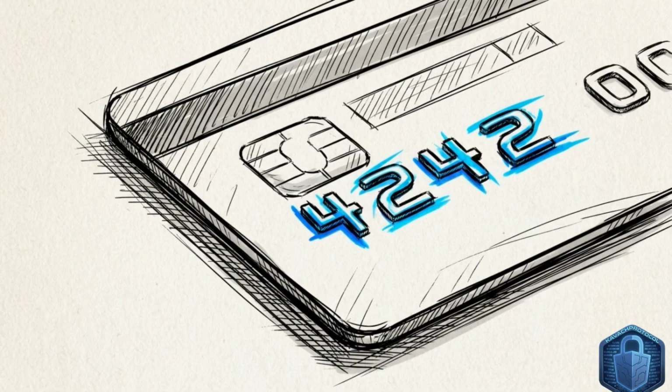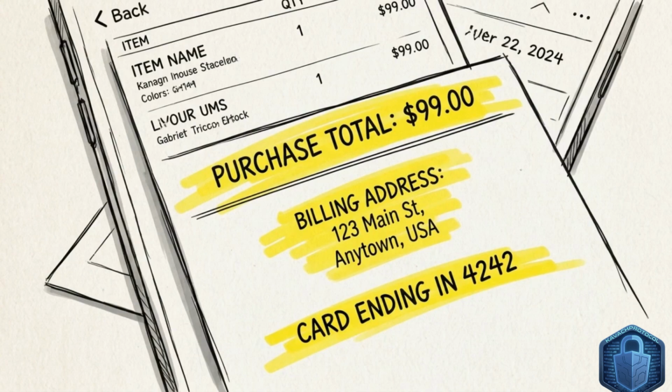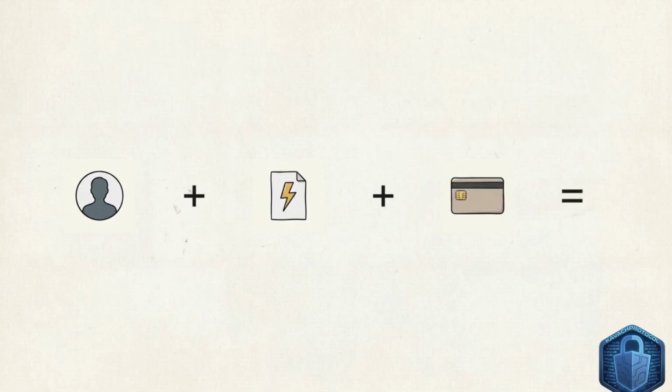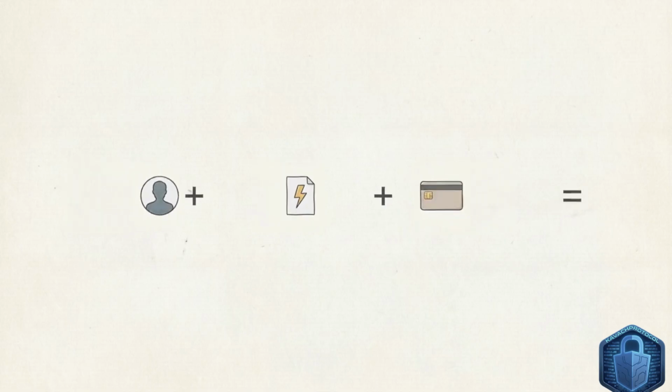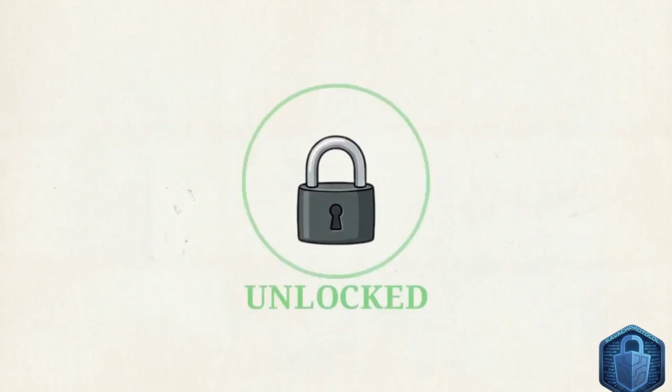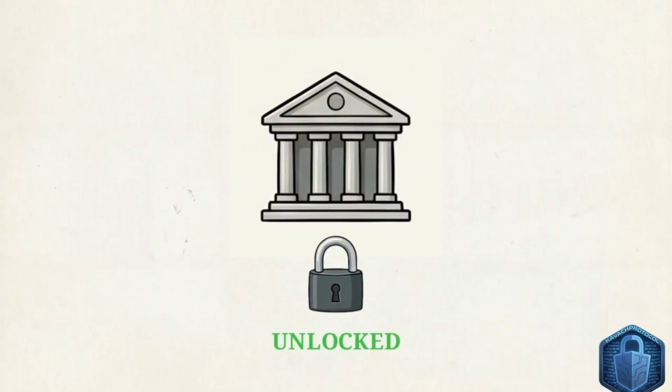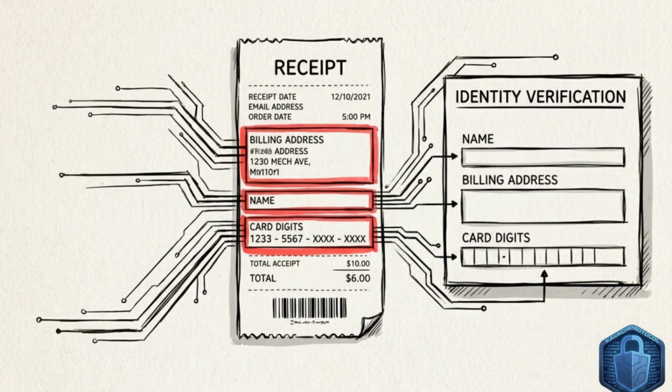Step 6. Type the last 4 digits of your active credit cards into the search bar to locate old purchase receipts. This enables a process called inbox mining. An attacker can aggregate your billing address and card details from multiple receipts to satisfy the identity verification requirements used by banks over the phone.